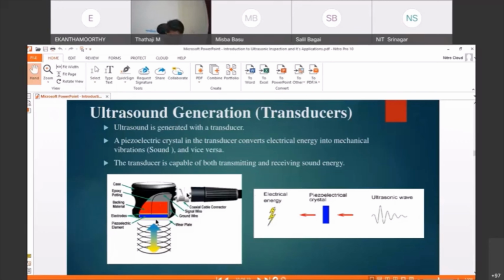If you see, these are the electrodes. This one is the piezoelectric crystal. This is the backing material, a damping material. It absorbs unwanted noise and unwanted signals. The backing material is epoxy. See here, the electric signal is sent and the piezoelectric crystal generates the ultrasonic wave. This is the basic structure of an ultrasonic transducer.